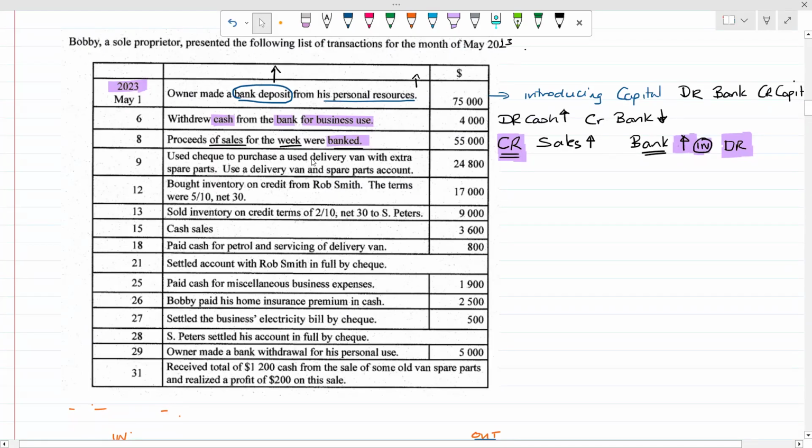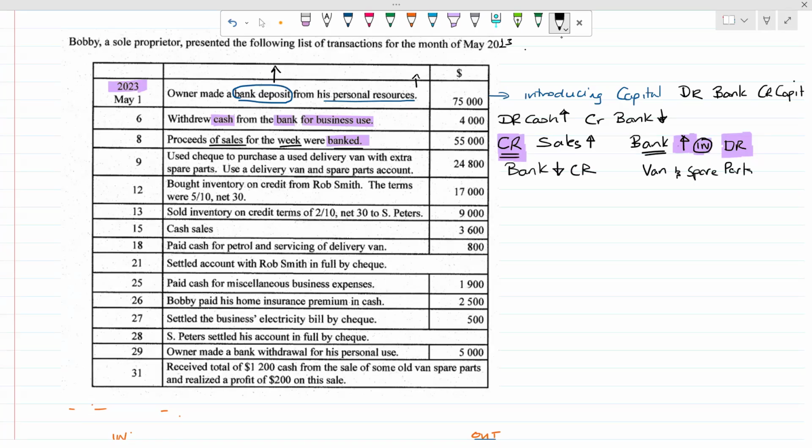How are we paying for this delivery van and spare parts? By check, so bank. What are we going to do with the bank though? Debit or credit the bank? Credit. And the reason we're doing that is because we are decreasing the money in the bank. Very good. So that means what am I going to do with this van and spare parts account? If we already have a credit here, you debit it. Exactly. See how to work it out?